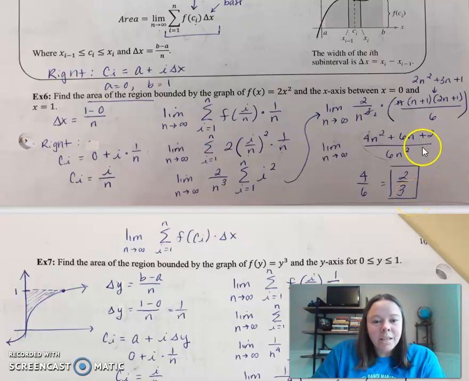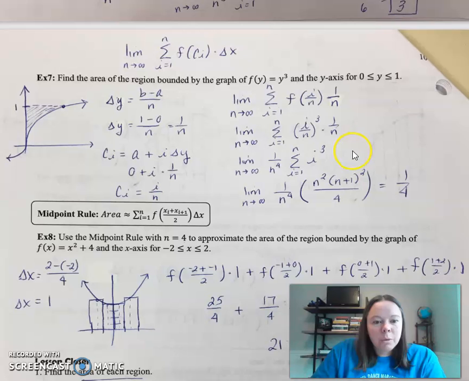Okay. All right, now I'm going to talk you through one more here. So find the area of the region bounded by the graph, f of y equals y cubed over the y-axis. Okay, so that's what's going on. So here's our formula. You've got to fill in the c sub i and the change in y in this case, because we're going along the y-axis. All right, so b minus a over n, so your upper minus lower over n, and then your c sub i, that's your lower bound, which is 0, plus your i times the 1 over n, your change in y.